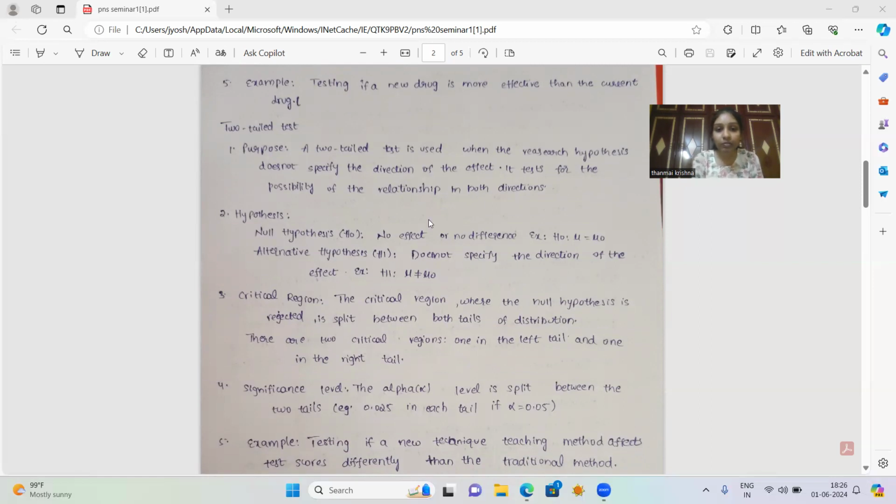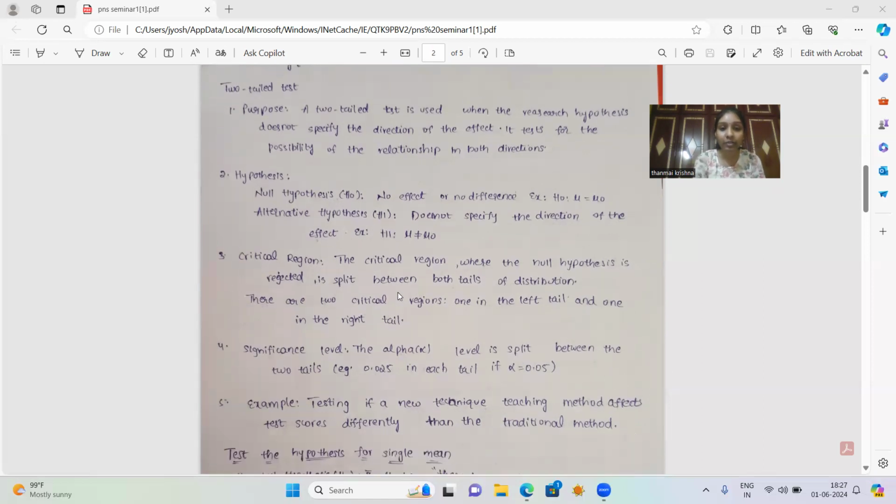Next, hypothesis. Here also we have two hypotheses, null hypothesis H0 and alternative hypothesis H1. Like before, null hypothesis means no effect or no difference. H0 means mu equal to mu naught. Here, the alternate hypothesis does not specify the direction of the effect, which means H1 is not equal to H0. Before, we knew that H1 is mu greater than mu naught or mu less than mu naught because it specifies the direction. Here, it does not specify the direction. So, mu is not equal to mu naught.